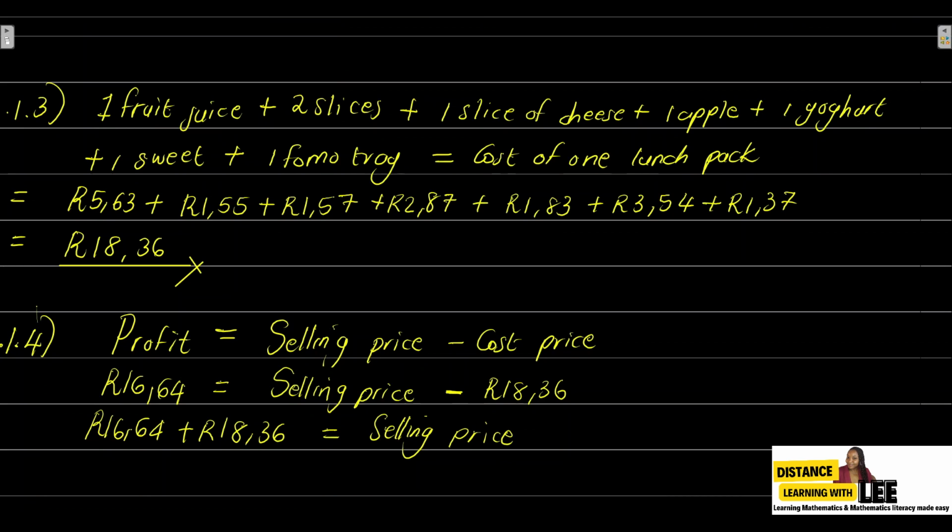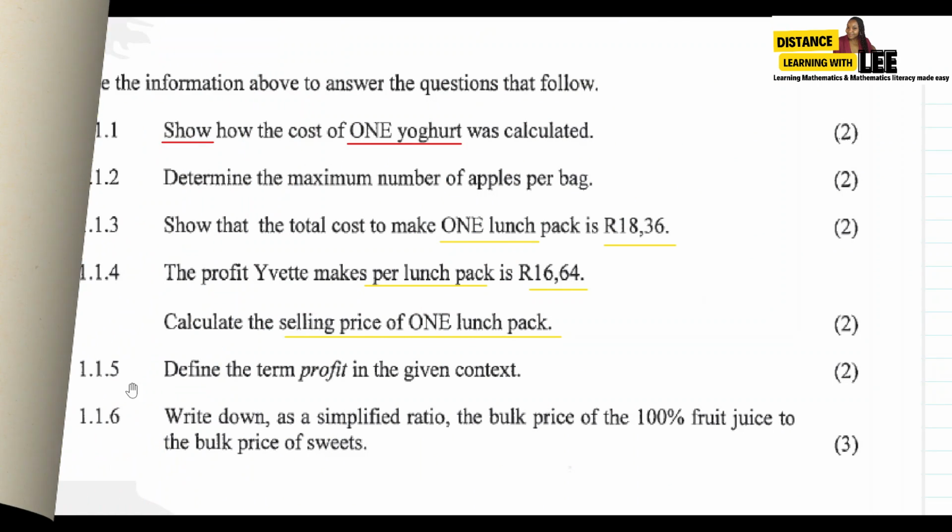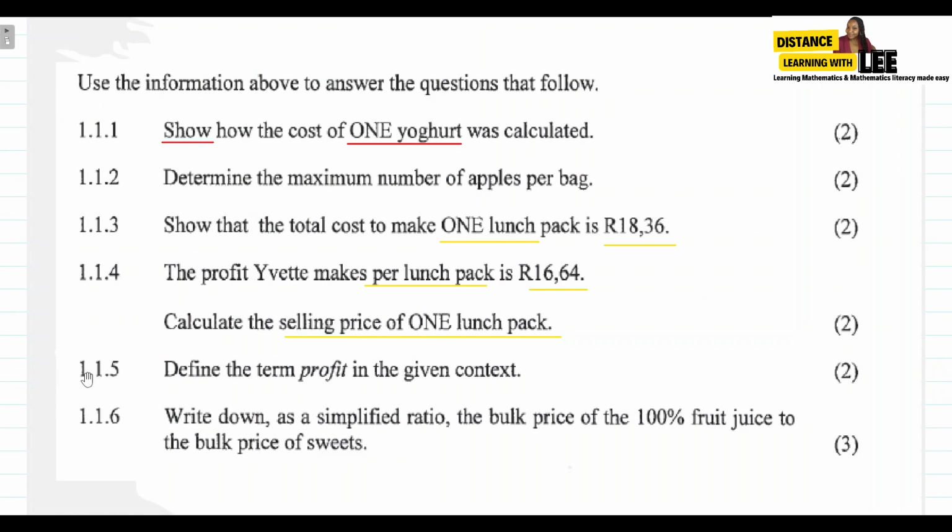So if you punch that into your calculator, you'll see that Yvette sells these lunch packs for 35 rand. So that is the selling price for one lunch pack. All right. Okay, question 1.1.5. Define the term profit in the given context.